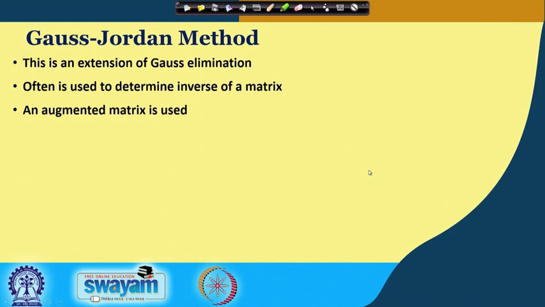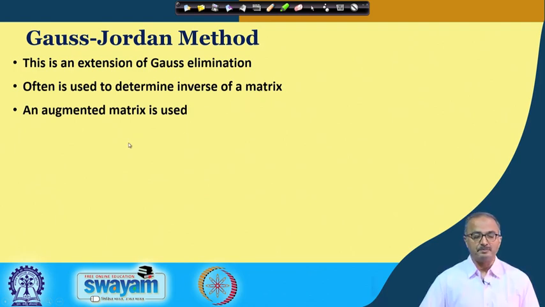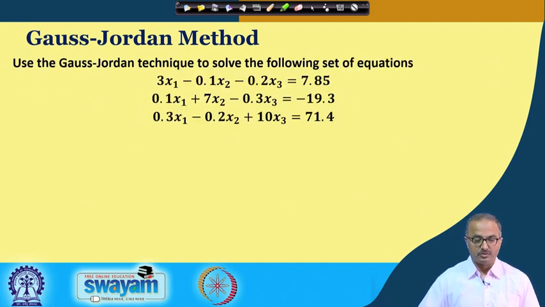So first let us take the Gauss-Jordan method, which is a modification of the Gauss elimination, and it is often used to find out the inverse of a matrix, and in this case we use an augmented matrix, and this particular method I shall be illustrating with an example. So here we see that we have a set of equations with the three variables x1, x2 and x3, and these equations have to be solved to get the values of x1, x2 and x3.